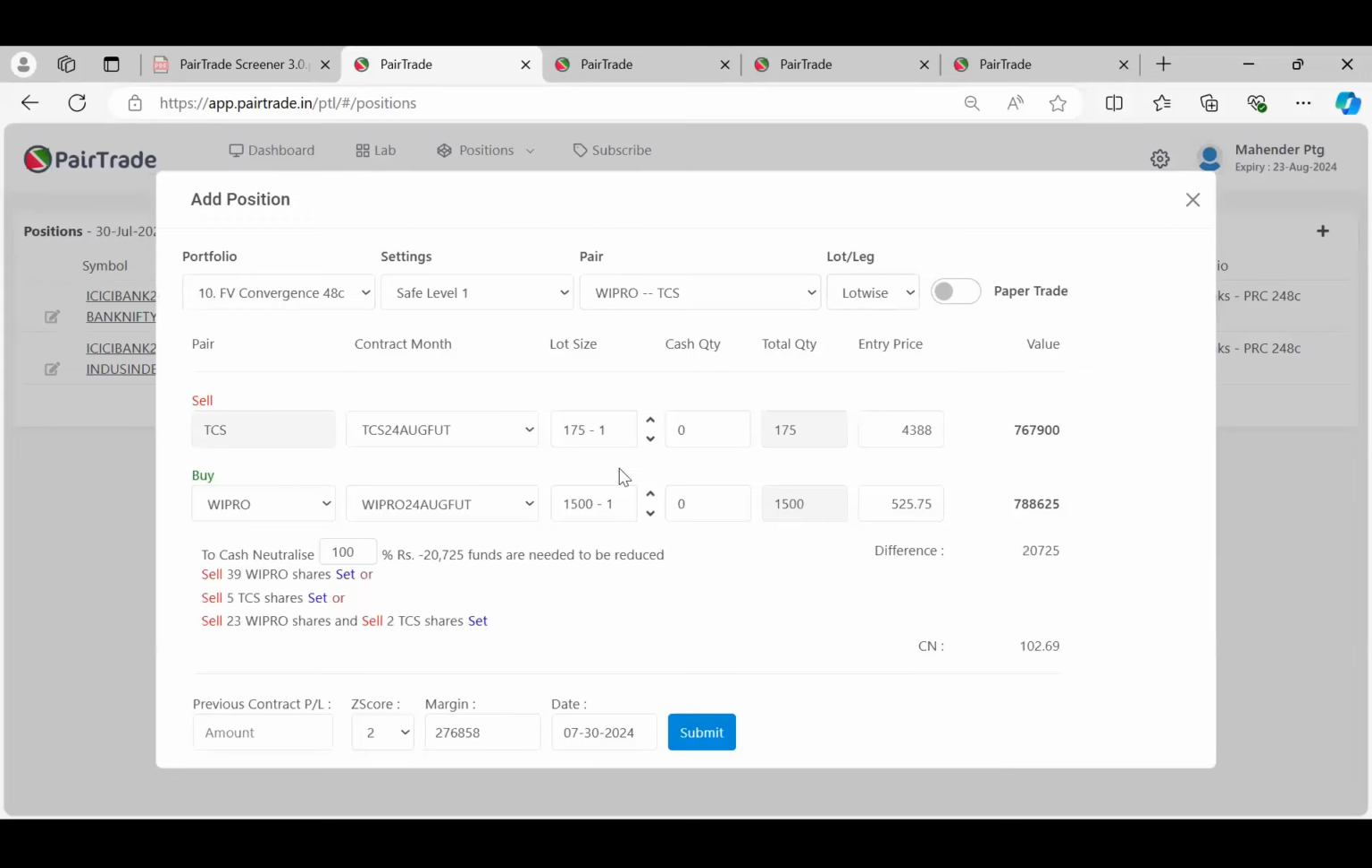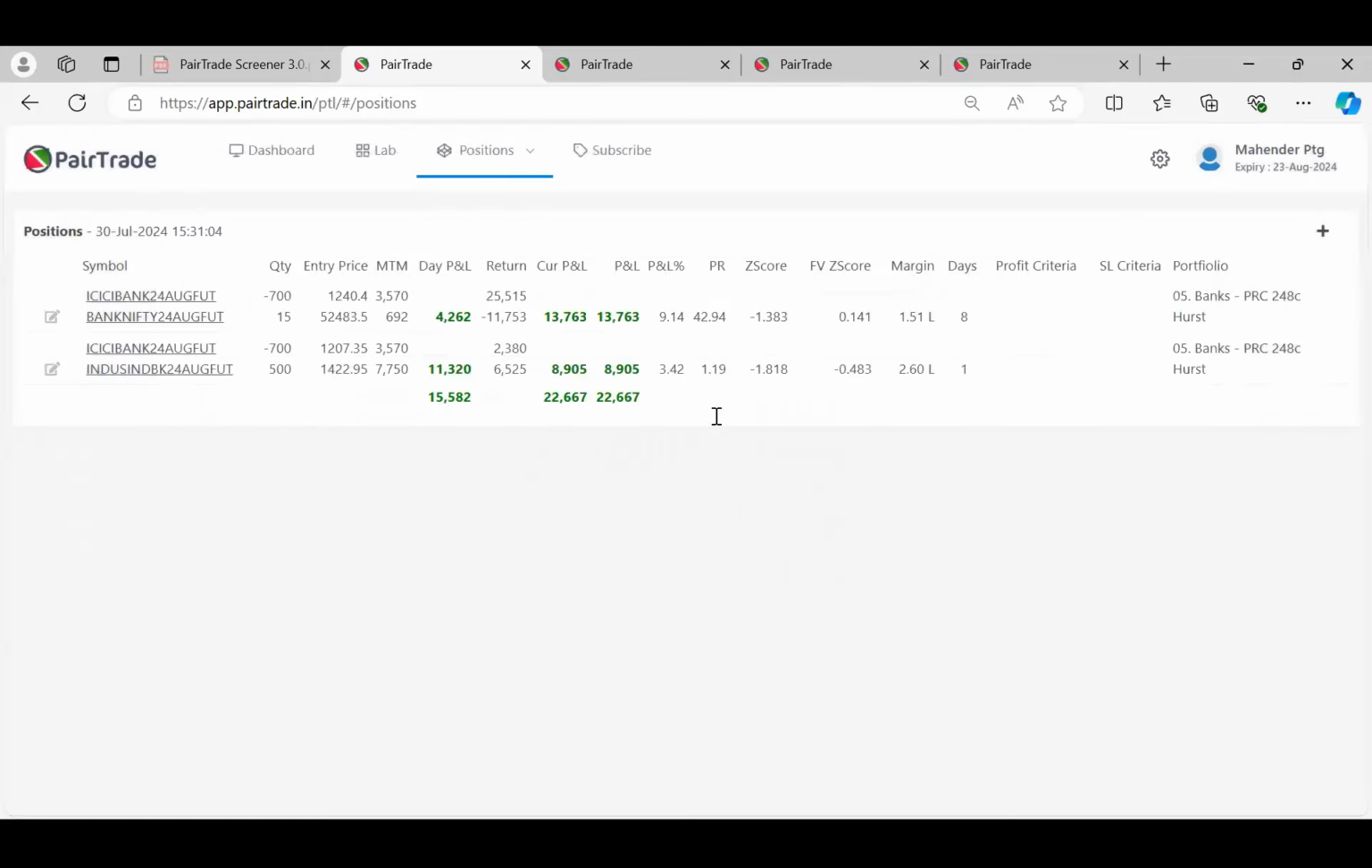Lot wise means it will give you lots. If you are doing leg wise, say you are investing 5 lakhs. No, for 48, I want to do only 2 lakhs per leg. The total quantity is set automatically, and you can just take this quantity, 45 and 280, and submit. So that is tracked. For example, these 2 trades from 8 days ago and yesterday one trade, ICICI IndusInd Bank, which is Banks PRC 248C.